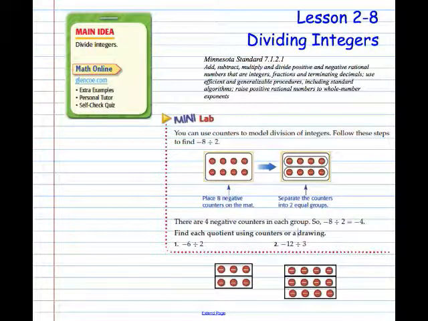This is lesson 2.8, dividing integers. You can use counters to model division of integers. Follow these steps to find -8 divided by 2. Place 8 negative counters on the mat.